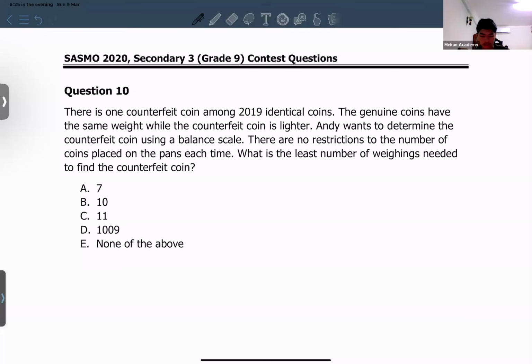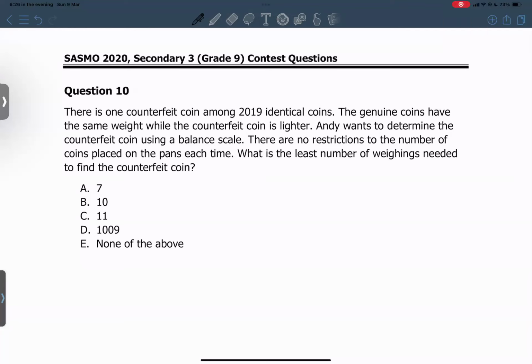Okay, everyone, so we will solve this question now. Is there anyone who's going to volunteer to read it for us? Please raise your hand. Okay, Jing Ye, you can read it for us.